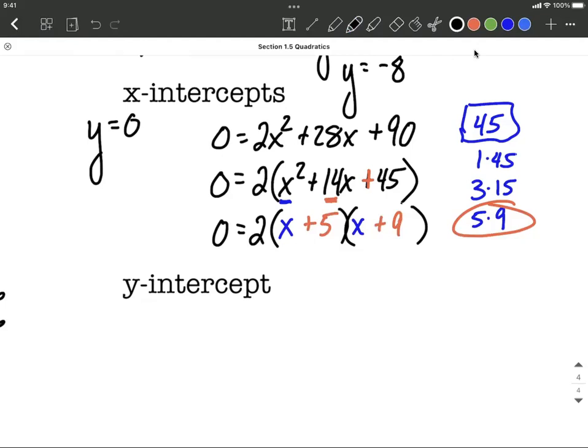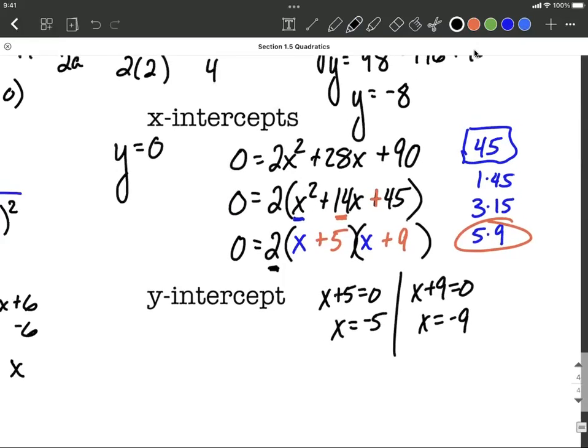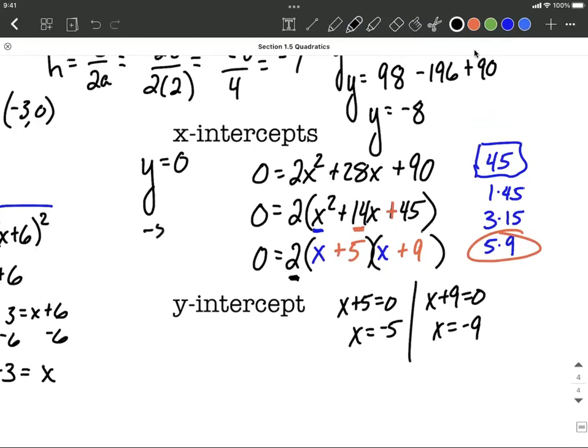Let's go ahead and solve the rest of the way down. Now setting 2 equal to 0 isn't going to give us a solution because we don't have a variable. So let's set x plus 5 equal to 0 and x plus 9 equal to 0. Solve these down. In this case, subtract 5. In this case, subtract 9. And get our two x-intercepts. So in this case, it's going to be negative 5, 0, and negative 9, 0.